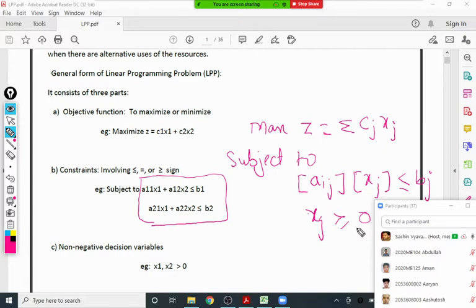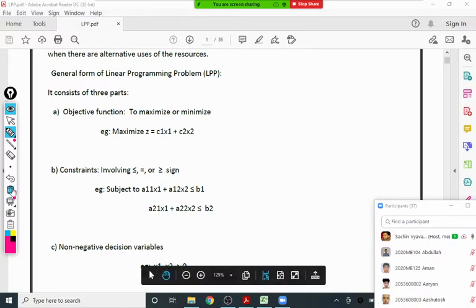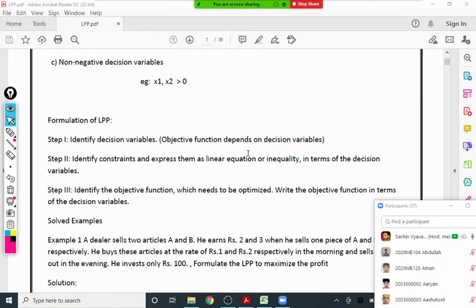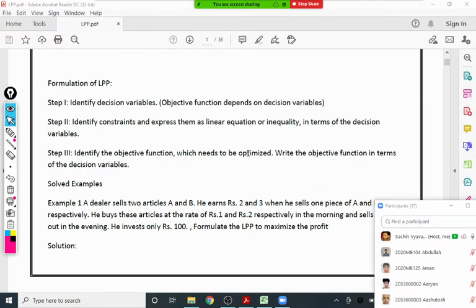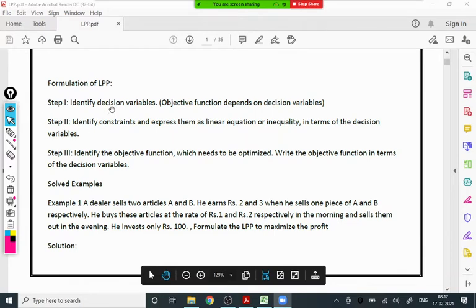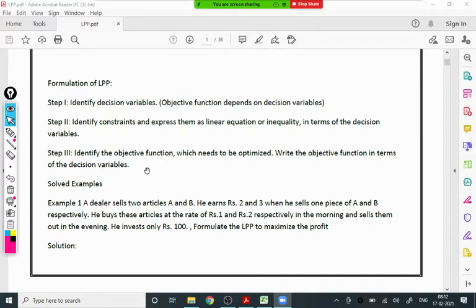But remember, formulation is not so important as per the previous question papers. But by chance, if a question comes on formulation, you should be able to attempt it. Formulation mainly depends on the first thing: we should find out the decision variables. Then we have to find out the constraints, and we can write the objective function. So these are the three things that we require, one by one.